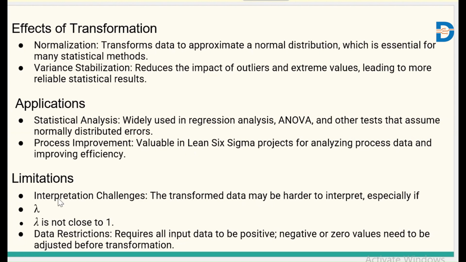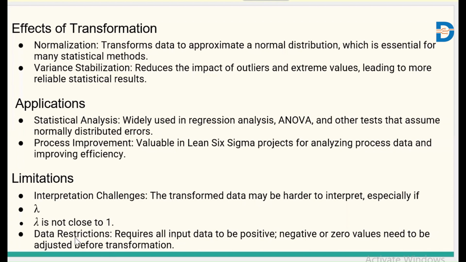Limitations: lambda should not be close to 1. The transformed data may be harder to interpret when lambda is close to 1. If it is close to 1, what happens? Let's see in the next slide. What is not desirable is lambda close to 1 if you want to apply Box Cox transformation. We'll discuss it in detail in the next slide.